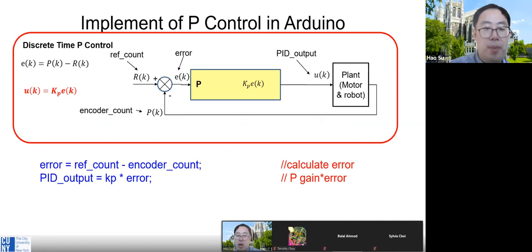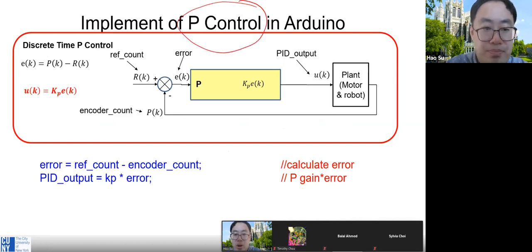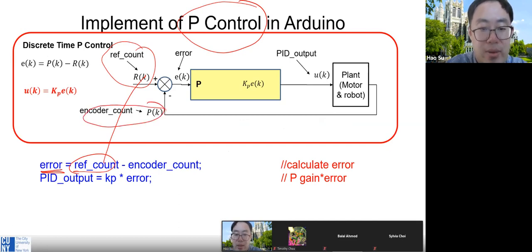So if you go back to the detailed implementation, if we want to do the PID controller, it's pretty simple. We calculate the error, and we have the reference count from here. The encoder can tell you the encoder count. So you calculate the difference, you get the error. And if you multiply by KP, you get the PID output, because this is just a simple P controller.